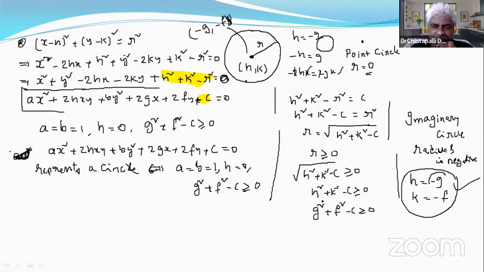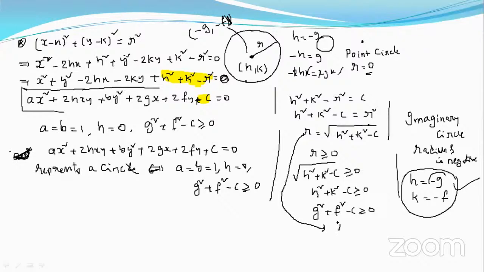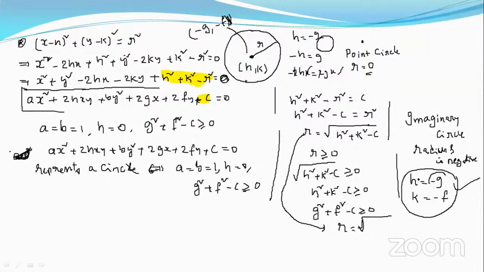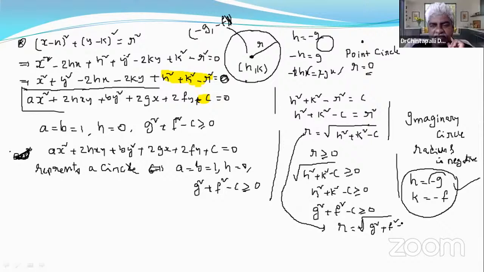And the radius, what is the radius here? The radius R is equal to the root of h square plus k square minus c, that is, root of minus g whole square plus minus f whole square minus c, so root of g square plus f square minus c, right? These are the two formulae.